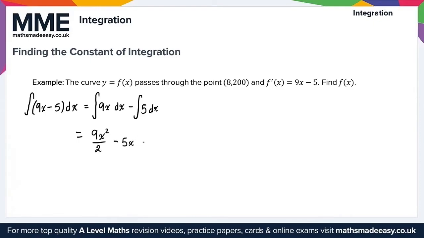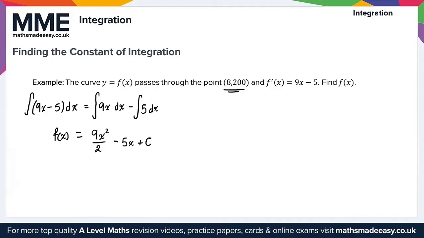Now here, as we have no limits on this integral, we need our plus c. That gives us plus c there. So in total, what we get here for f of x is 9x squared over 2 minus 5x plus c. And what we've been told is that the curve y equals f of x passes through this point here. So we know the x coordinate is 8 and the y coordinate is 200.